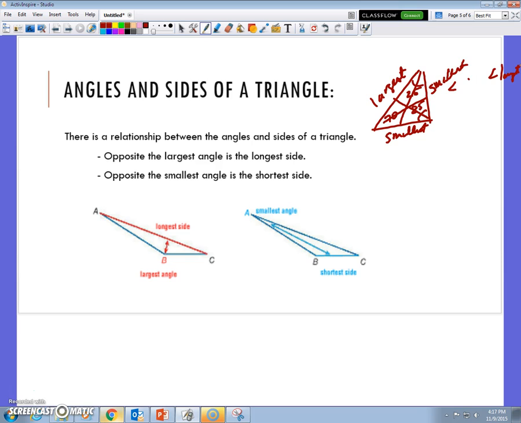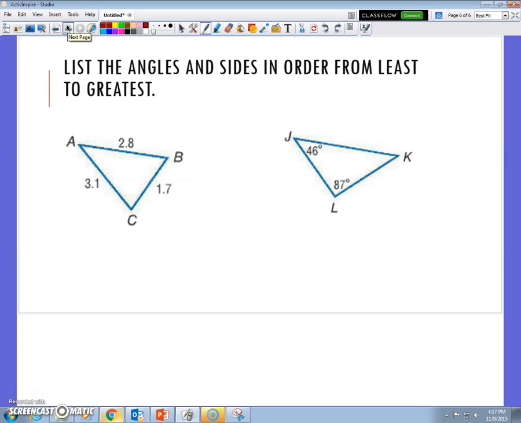Okay, so basically across from, or opposite to, and opposite is going to be important when we start doing trig. Opposite to the smallest angle is the smallest side. Opposite to the biggest angle is the biggest side, and that's basically it. That's really all it is.